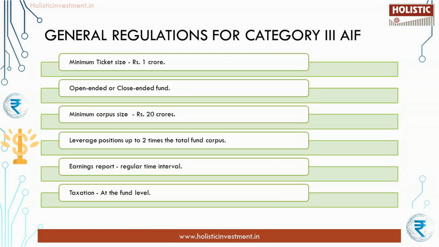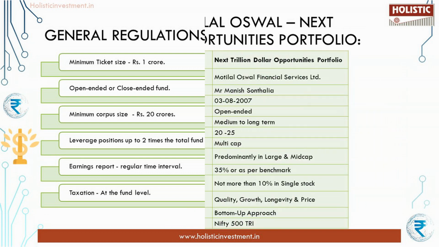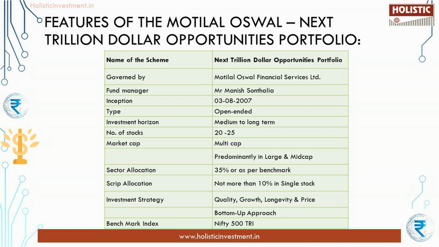Before getting into the features of this investment product, let us first look into the features of Category 3 fund, because Motilal Oswal NTDOP comes under Category 3 AIF. The minimum ticket size is 1 crore. It can be either open-ended or close-ended. The minimum corpus size is 20 crores. It can leverage position up to 2 times the total fund corpus. It is mandatory to make their earnings report public at regular time intervals. As an investor, you do not have to worry about the taxation rules, as these funds are taxable at the fund level. Next, we shall look at the features of Motilal Oswal NTDOP.